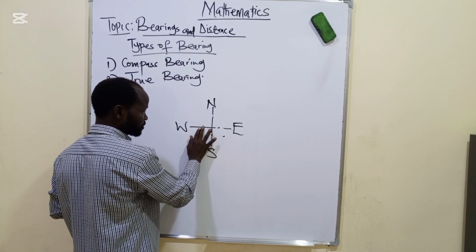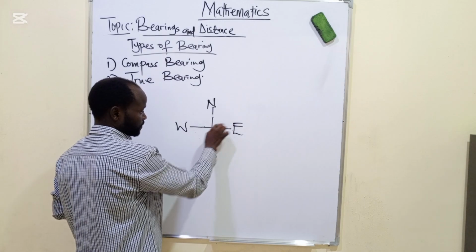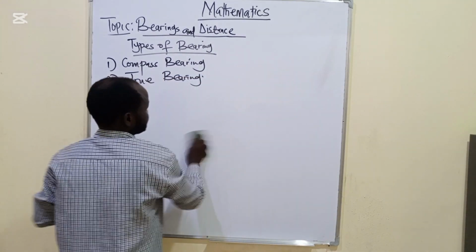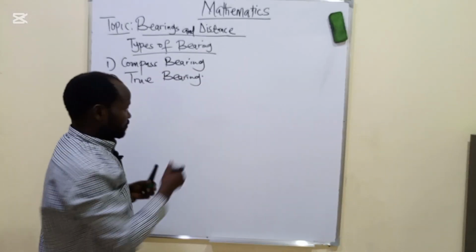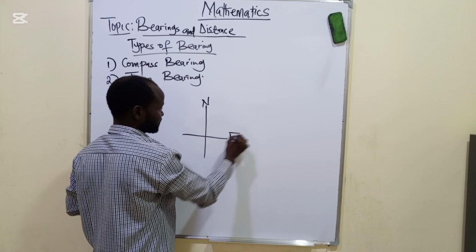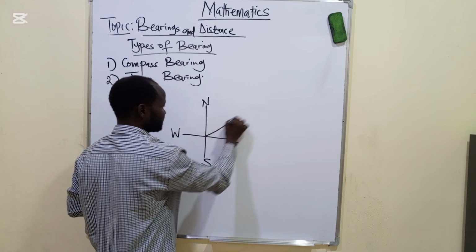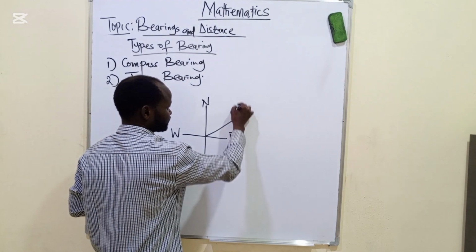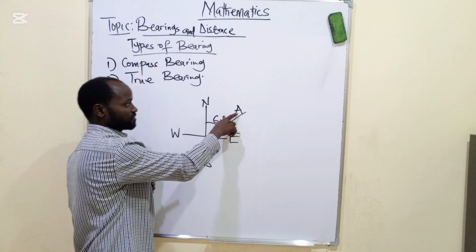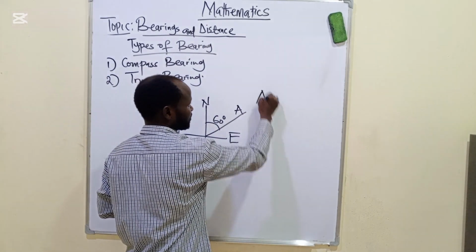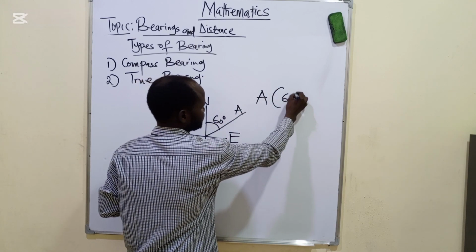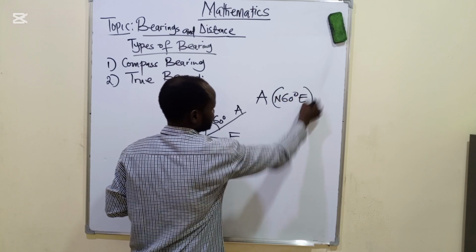You can measure it from the north or from the south, either clockwise or anti-clockwise direction, as the case may be. Let's look at how we can represent this compass bearing. Suppose we have our cardinal point like this: north, east, west, and south. Then I have, let's say, this is A, and I have 60 degree like this. The representation of this A, it means we have the bearing now. This A stands for the bearing of 60 degree north east.